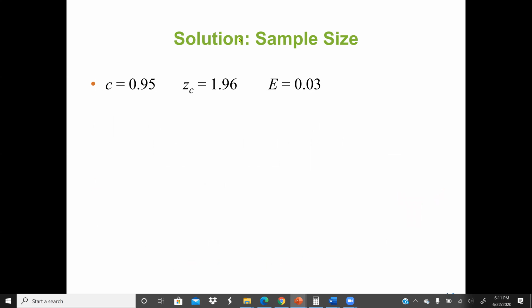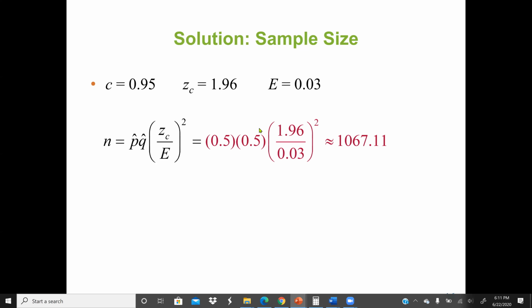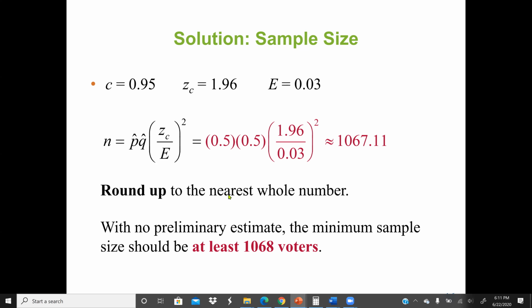So here we have the C of 95%, which is the same as 0.95. When C is 0.95, ZC will be 1.96. Then we have our E, which is given as 0.03. So if that's the case, we can find the N. N will be P hat Q hat times ZC over E, all squared. Then we round up to the nearest whole number. Again, this is a sample size, so it has to be a whole number. So roughly we get 1068 voters.